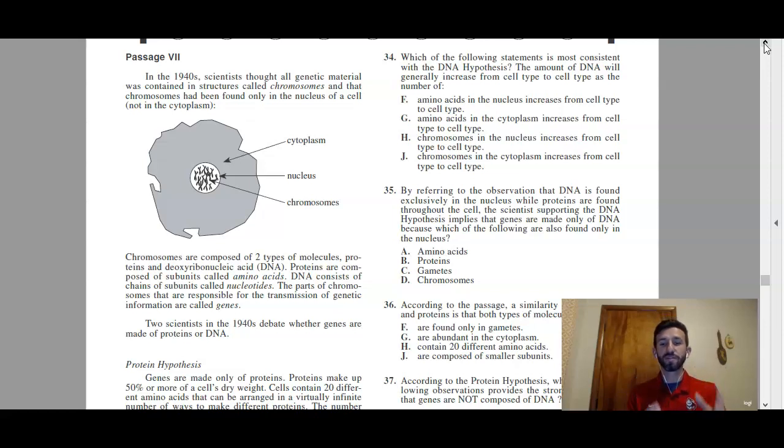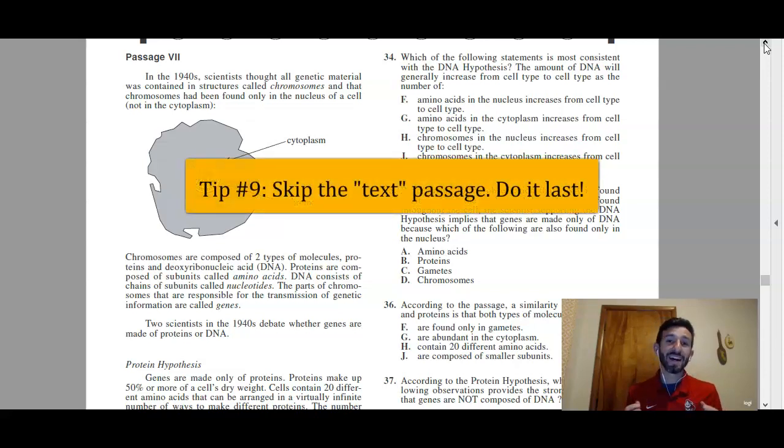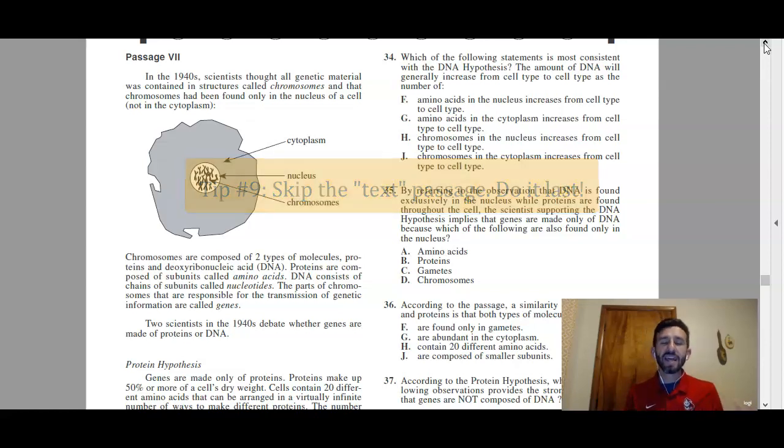Sometimes you'll see just a pure text passage like this. Sometimes you'll see a mixture of text with data. My advice to students when you see something like this with all this reading that you have to do, and remember, it's the last portion of the ACT, you're tired, you have 40 questions to do in 35 minutes, and you just finished the reading passage, which is a lot of reading. My advice, and this is tip number 9, skip the text passage. Do it last. Do all the data passages first because you can answer those questions quickly, and then at the end, once you've answered everything else, come back and read through this, because if you run out of time, at least you've maximized the amount of questions that you've answered.